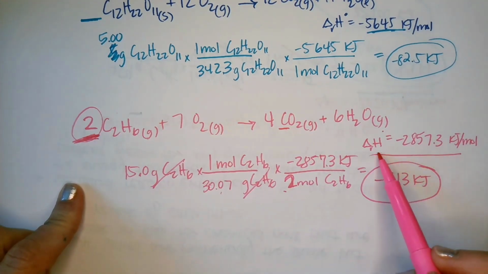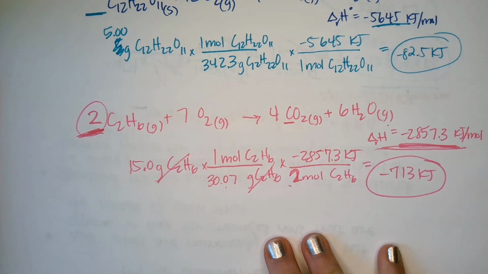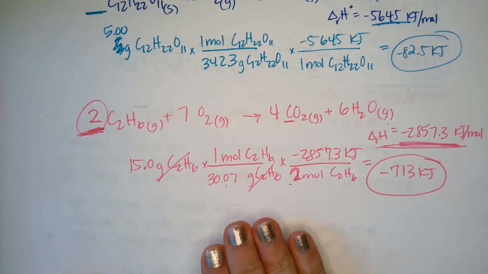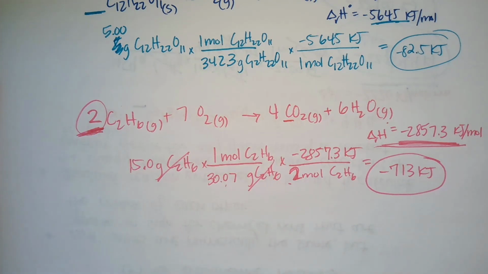Okay, so this was grams to moles. For every 2 moles of ethane, this is how much energy is produced. Good work. Hopefully you're feeling good about this.